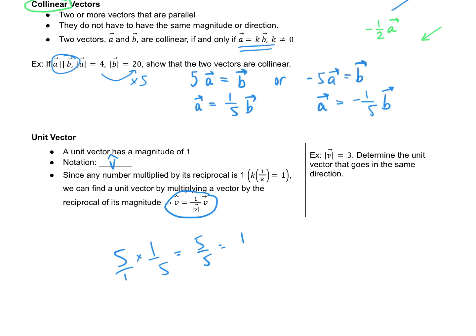So let's look at our final example. The magnitude of vector v is 3. Determine a unit vector that goes in the same direction. Well, if I multiplied 3 by a third, that would give me 1. So here we are. Take vector v, multiply it by a third. That will keep its direction. It'll just change the magnitude to 1. And that's it for various terminology that is very important when dealing with vectors.